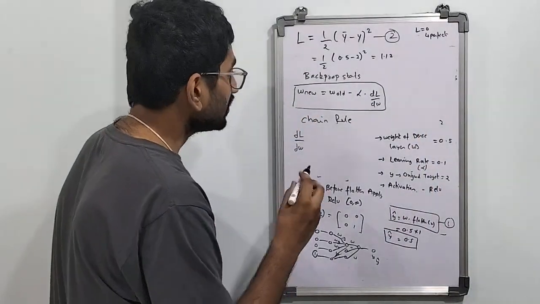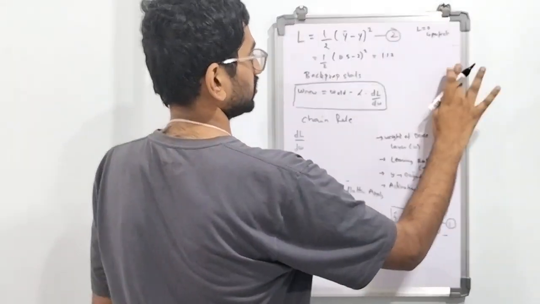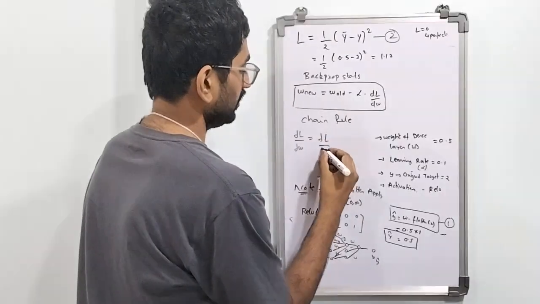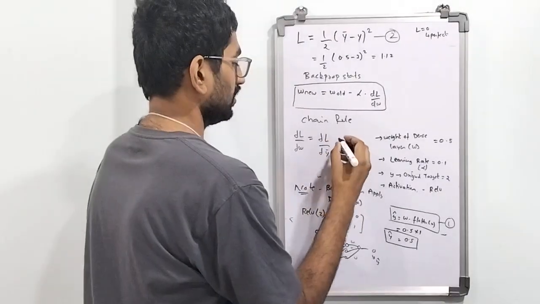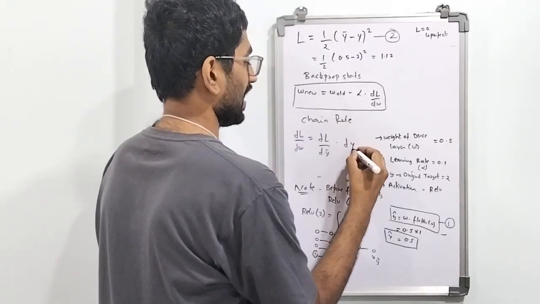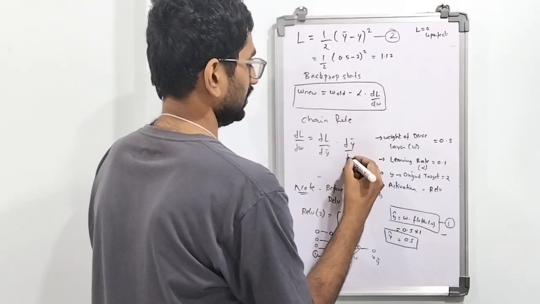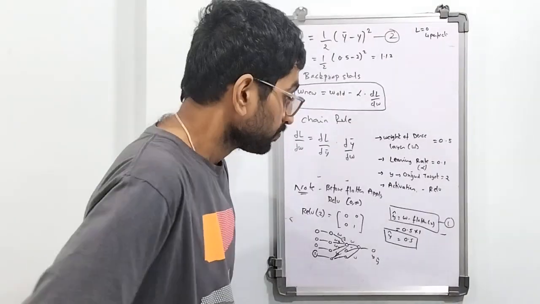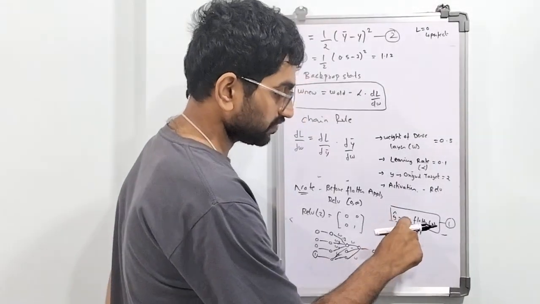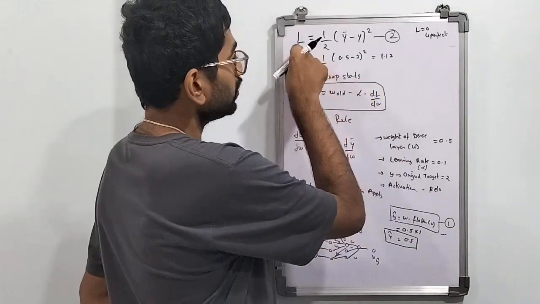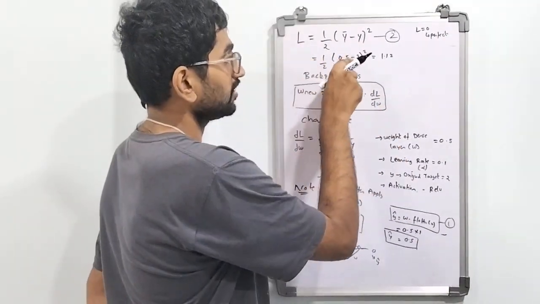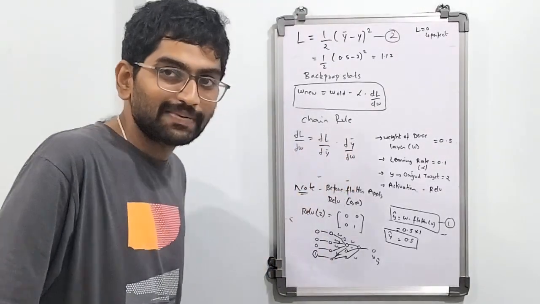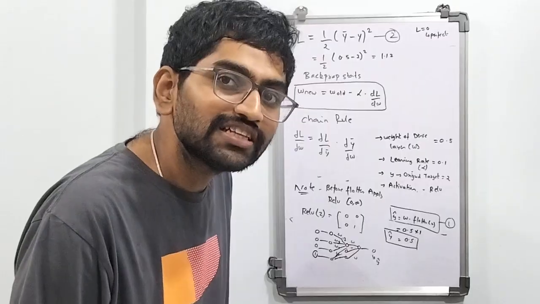Now let's say here I will calculate the differentiation part. Here we can calculate it as dL by dy hat into dy hat by dW. How did it come? We differentiate L with respect to y hat, and then y hat with respect to W. If you cancel the common term, you will get the value of dL by dW. This is how we do the differentiation.